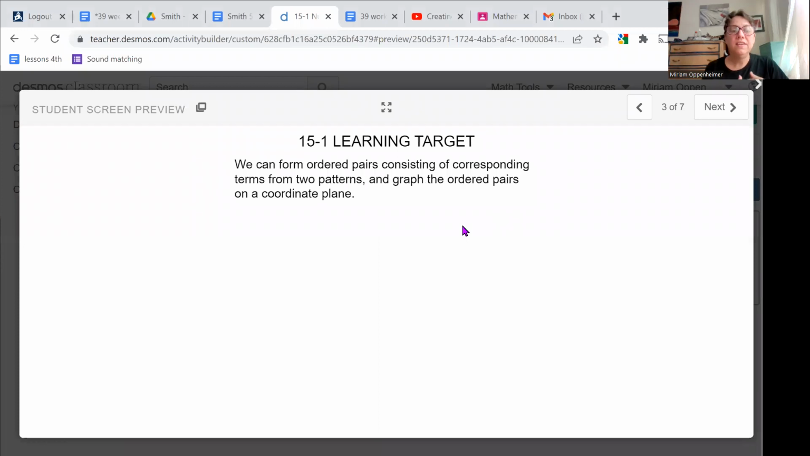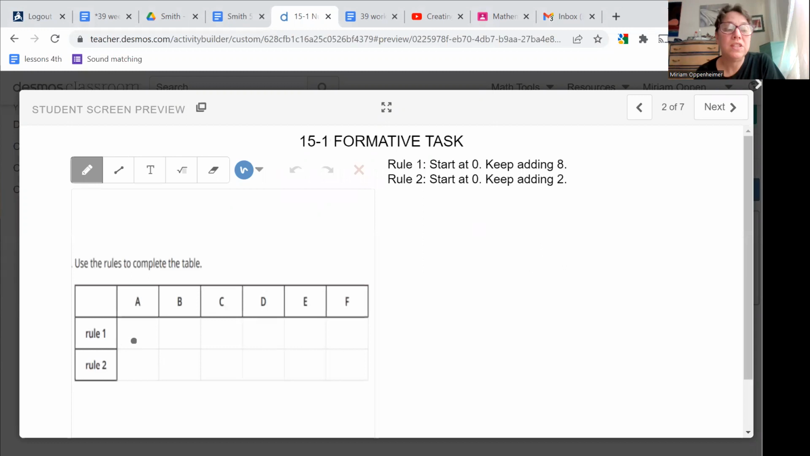All right, here they're just telling you to read this. We can form ordered pairs consisting of corresponding terms from two patterns and graph the ordered pairs on a coordinate line. What does that mean? It just basically means exactly what we just did here. It's exactly the same. Okay? 2, 4, 6, 8. It's just the same.